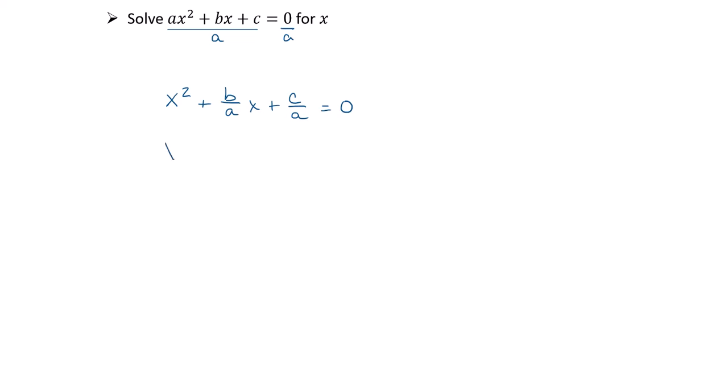Now I need to isolate my variable terms, so I'm keeping my x squared and my b over a x on that side. Leave a space so that you can complete the square. Subtract c over a. Now I'm completing the square. I take half of b over a and square it to put that here.